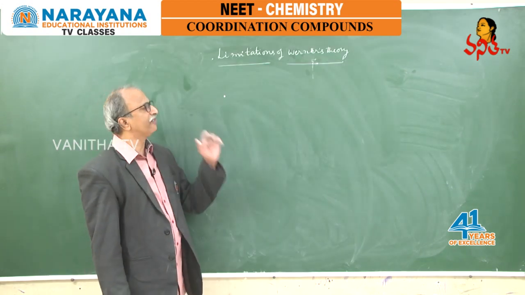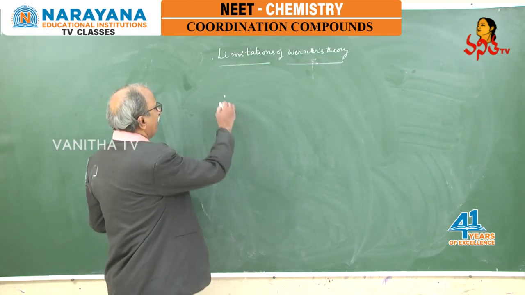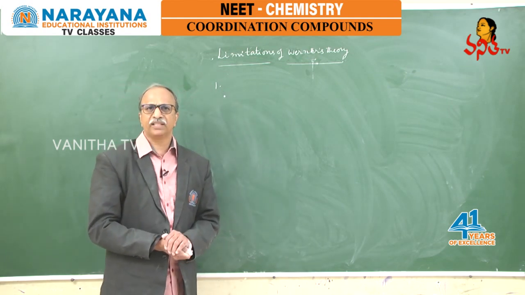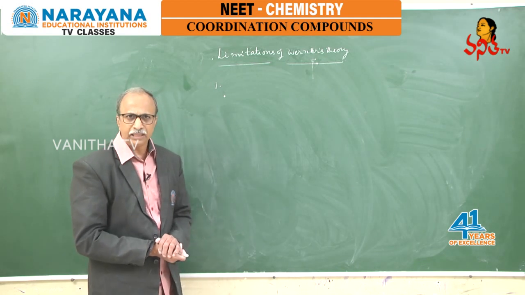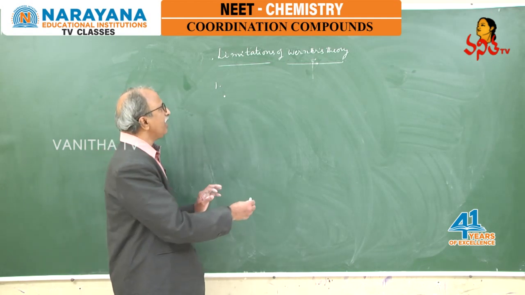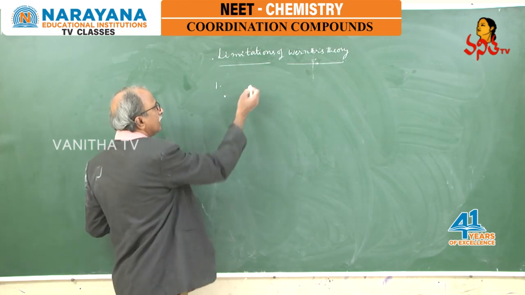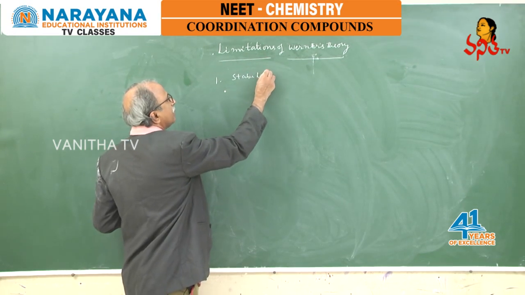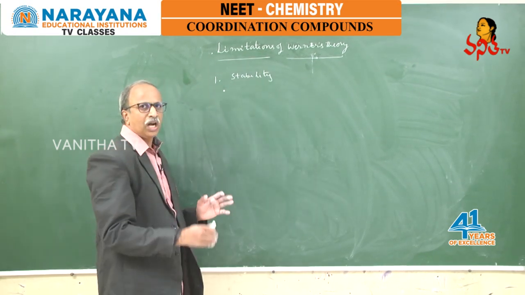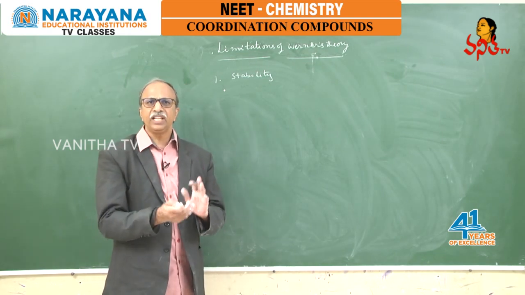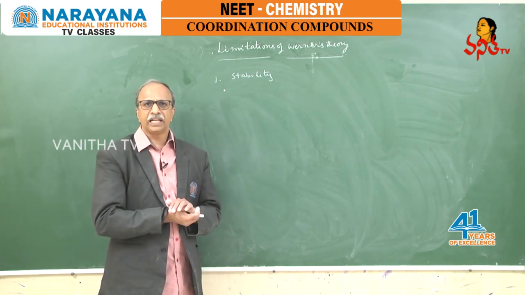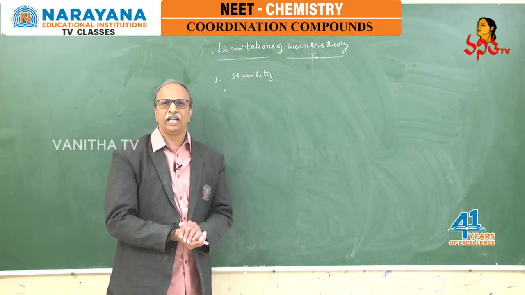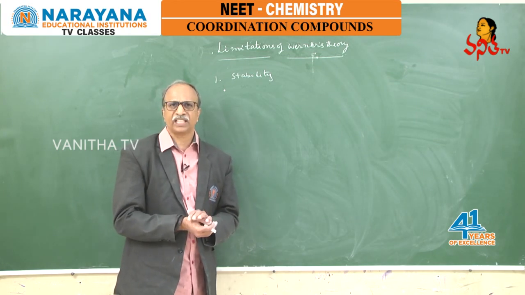The limitations of Werner's theory. First one, he successfully explained the formation of complex compounds undoubtedly, but he failed to explain the stability of the complexes. Which complex is more stable and why it is more stable, and why some other complexes are unstable. This type of stability, he failed to explain.